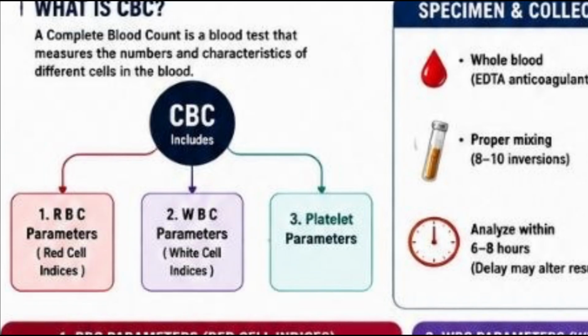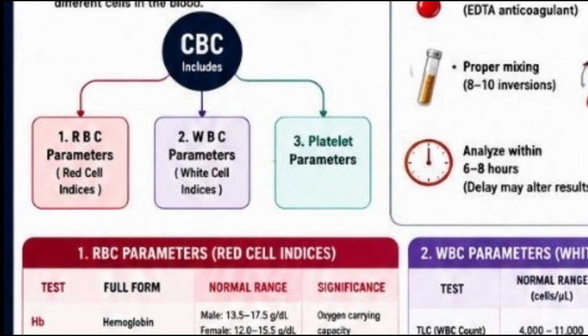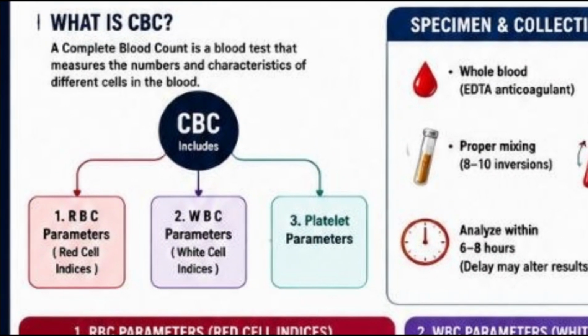Next is white blood cells. The main function of white blood cells is to fight infections, to protect the body against microorganisms, like the body's defense army. Next is platelets. The main function of platelets is to help stop bleeding, and they are responsible for clot formation.